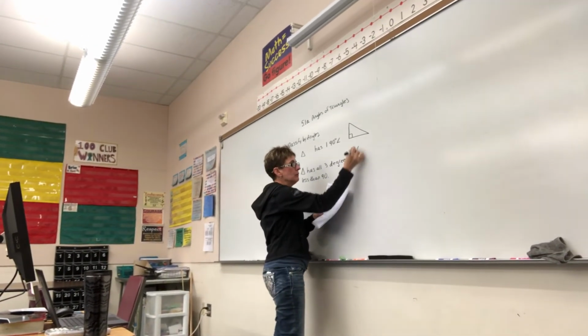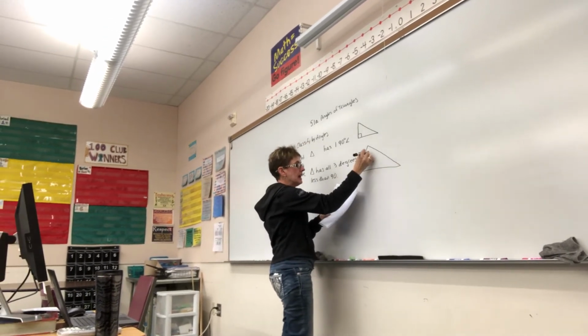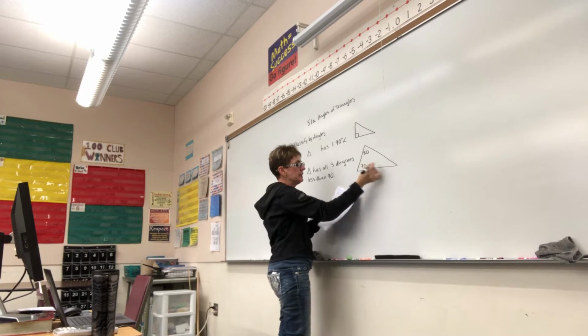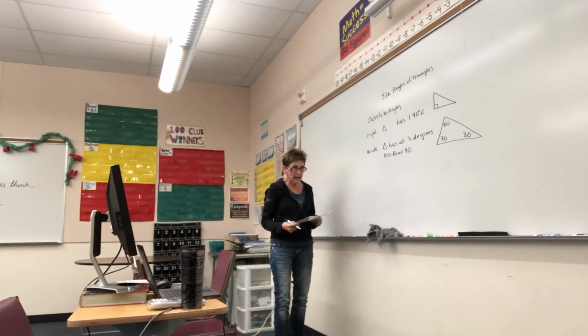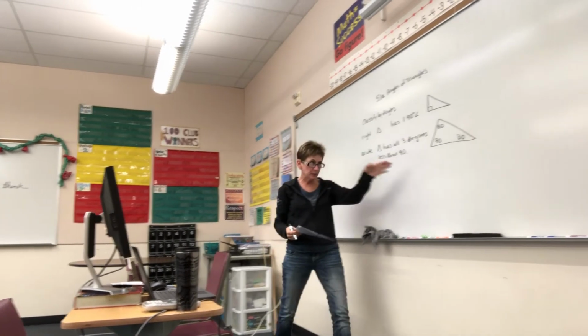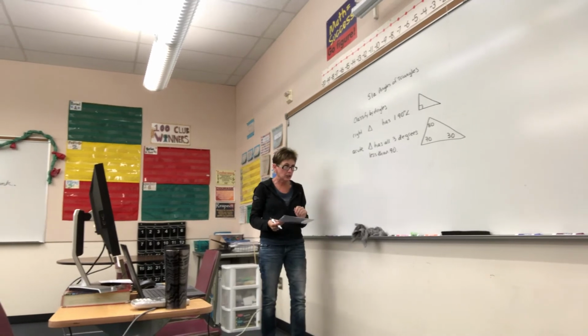So for example, let's just draw a picture here. Now we're not going to put a box in this one, but we could have 80 degrees, 70 degrees, and 30 degrees. They do need to all add up to 180, so 70 plus 30 would be 100, plus 80 more would be 180, but that triangle would be acute.